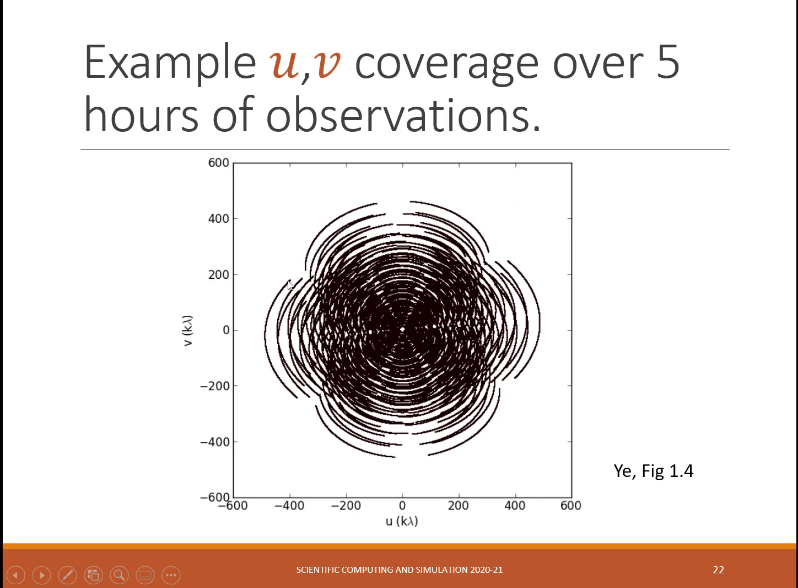This plot shows the UV coverage of the previous example, including 27 antennas. To increase the coverage, the observation has been conducted for over 5 hours. It can be seen that a longer observation results in more UV samples due to the Earth's rotation.